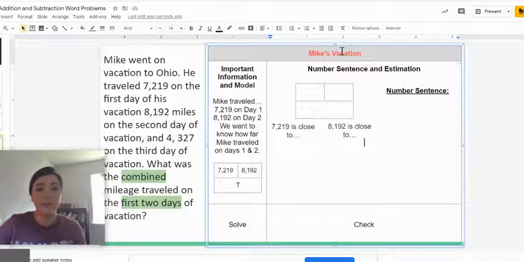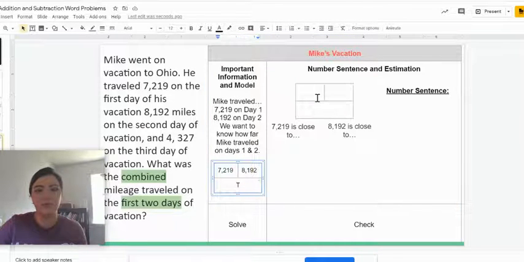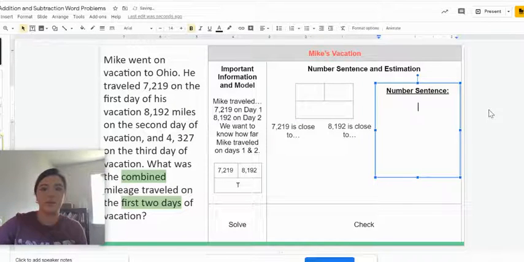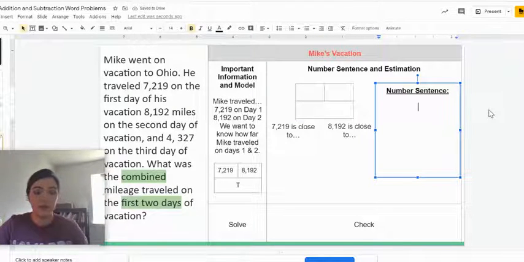Okay, so we filled in our title, we have our important information in our model. We know how far he traveled on day 1, day 2, and now we're trying to find how far he traveled on days 1 and 2 combined, first 2 days. So we set up our model. Now I want to make sure we have our number sentence the way that it needs to be.